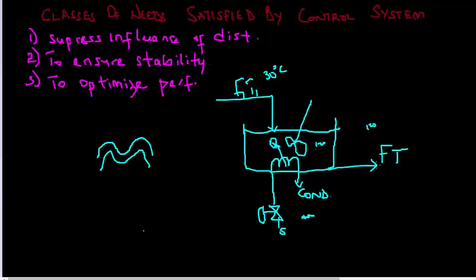Now assume a situation whereby your feed temperature is changing. Let's assume that initially I poured in water at 30 degrees Celsius. The second time I now pour in water at, let's say, 50 degrees Celsius. The third time I pour in water at 60 degrees Celsius. That means I'm saying my F1 and T1 are changing continuously.